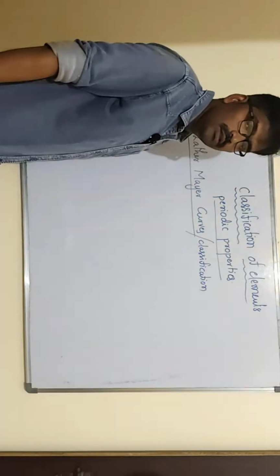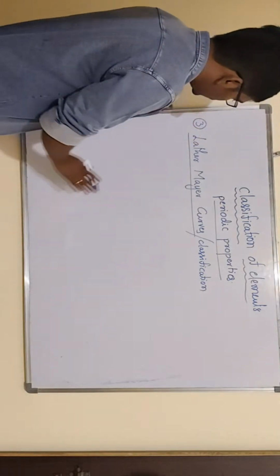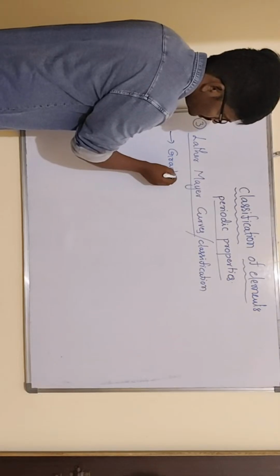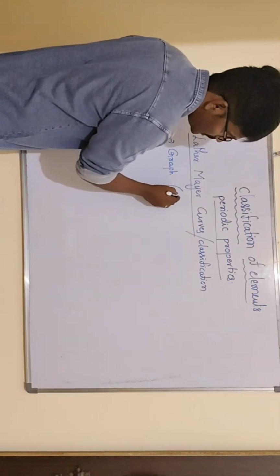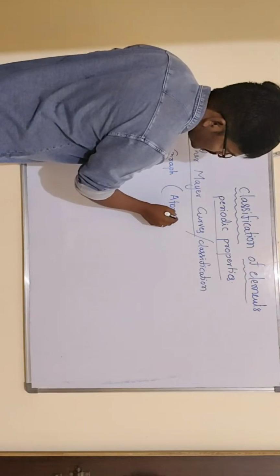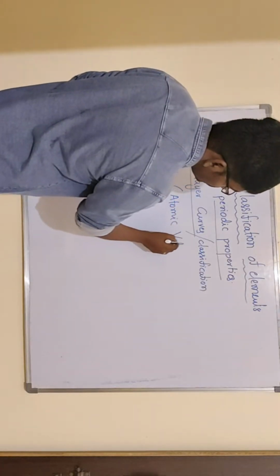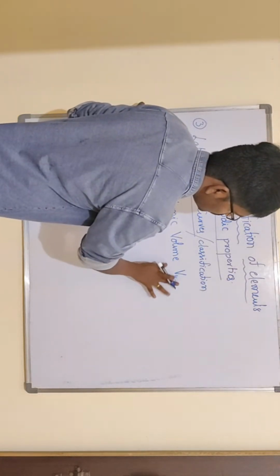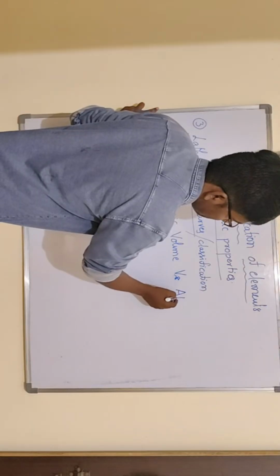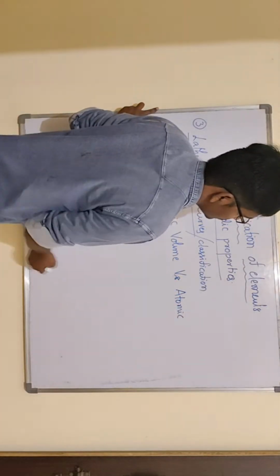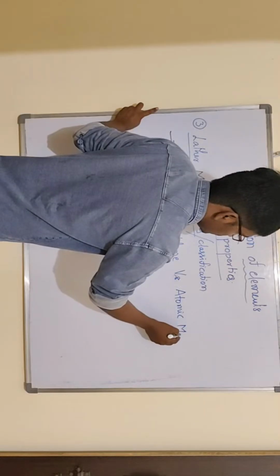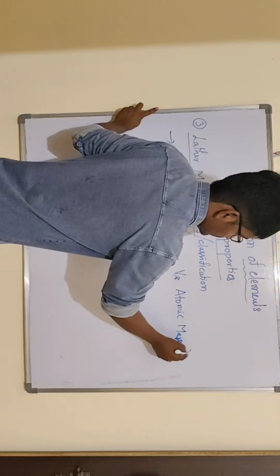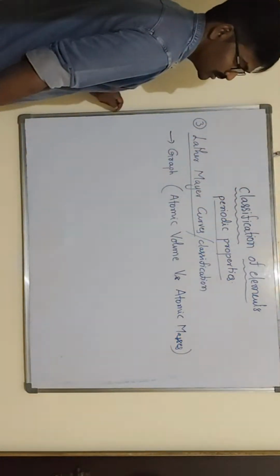So according to him, he took graphs or curves, graphs between atomic volume versus atomic masses. Atomic volume versus atomic masses.